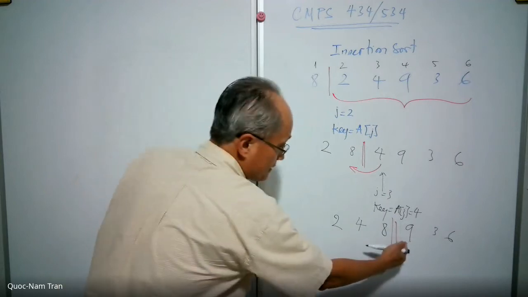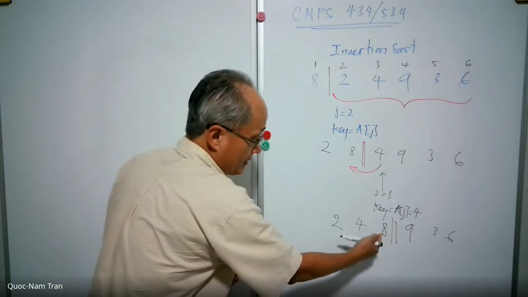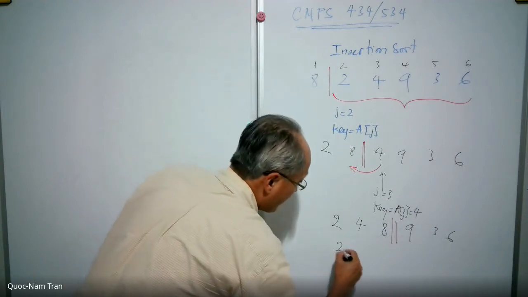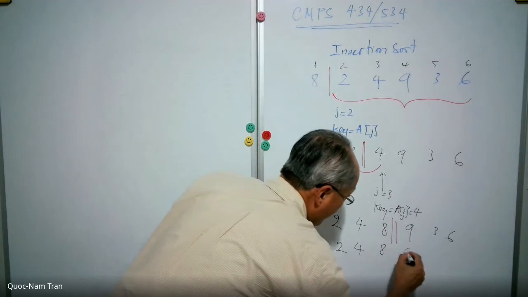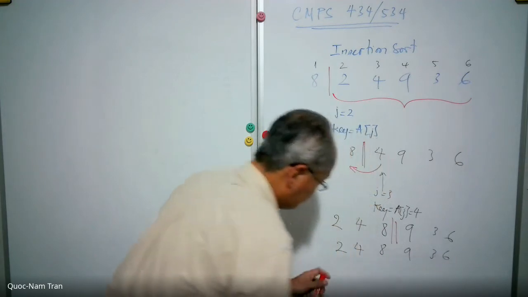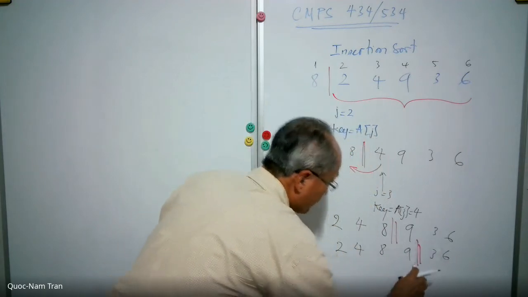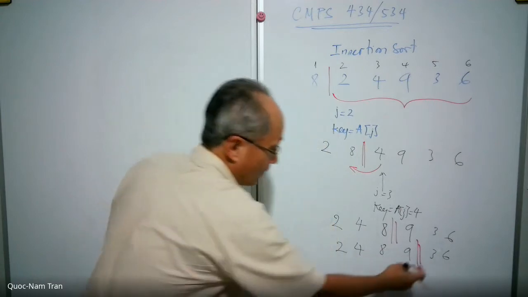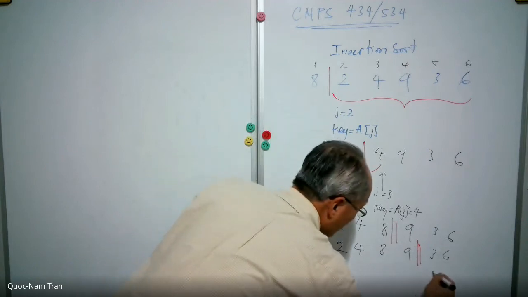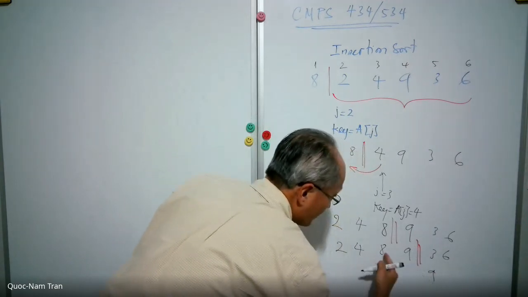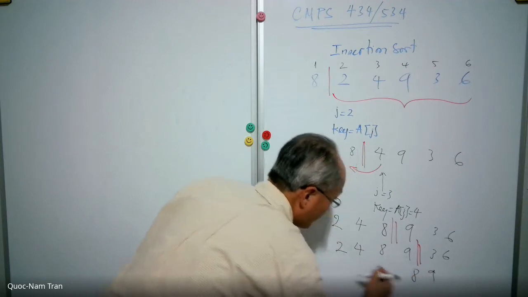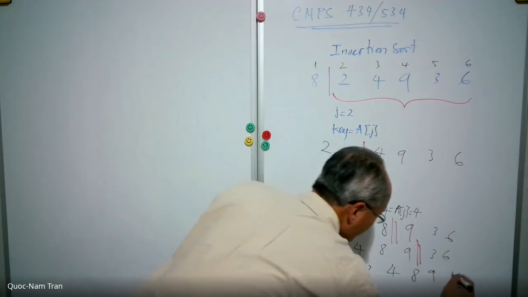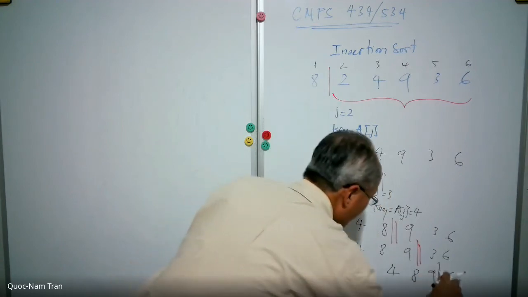Continuing, we insert this one in. It's bigger than every element on the left-hand side, so we have it the same, except reducing the size of the unsorted part. And now when we insert this one in, we will move 9, and now 8, 4, 3, and 2. 6 is still the same, right?